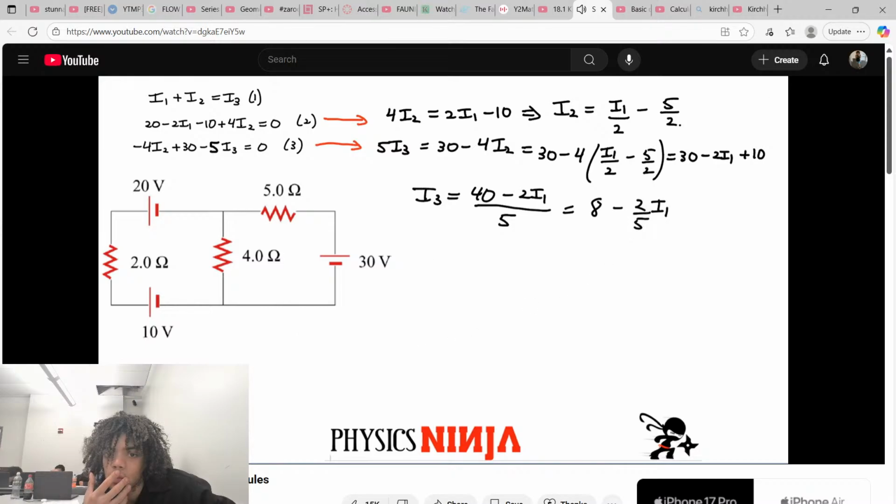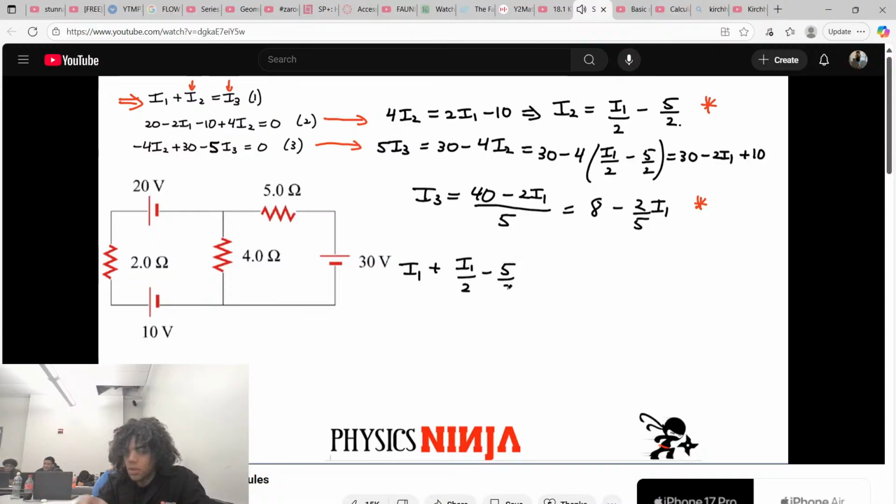All right, so we have 2 important expressions here. We have I2 simply in terms of I1, and I have I3 here in terms of I1. Now what we're going to do is go back to our junction rule, and we're going to substitute in the expressions for I2 and I3, and then we're only going to be left with an equation for I1, and I'll be able to solve for that current. So let's go ahead and do that. So that means we're going to have I1 plus, instead of I2 here, let's substitute our expression. This is I1 over 2 minus 5 over 2. That there has to be equal to I3.